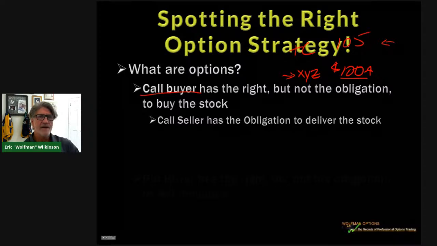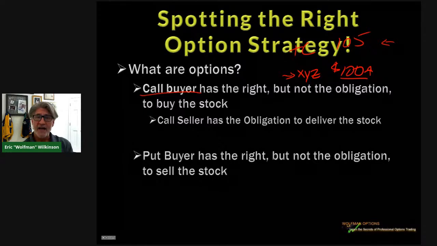All right. And the put buyer, on the other hand, has the right but not the obligation to sell that stock. All right. So if you bought a put, say at the 95 strike, if I bought a put there, right, I have the right but not the obligation to sell XYZ stock at 95. Now, if it's trading 100, do I want to sell it at 95 below the market? No, I'd sell it at 100.